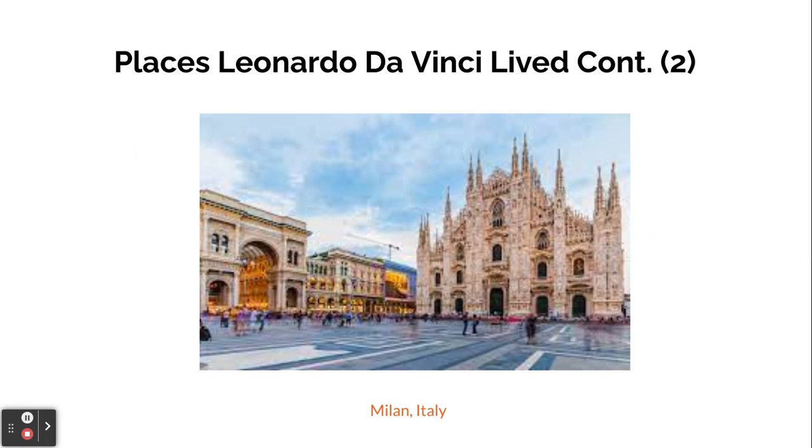After Milan, he moved around a lot. He spent a few months in Venice, and a few months in Rome. He lived in Pope Leo's summer house in Rome. He went to France for a while, and he died in France in 1519. So after the first three places, he really moved around a lot.